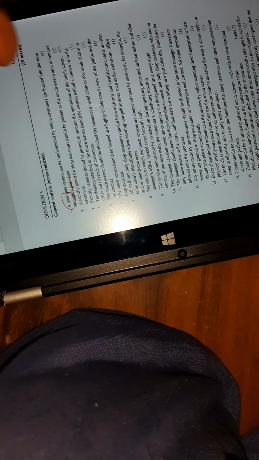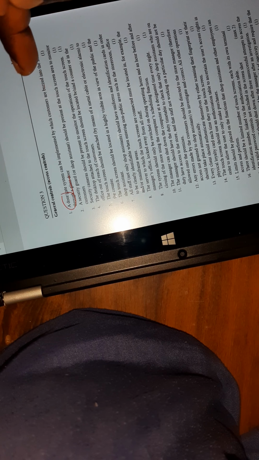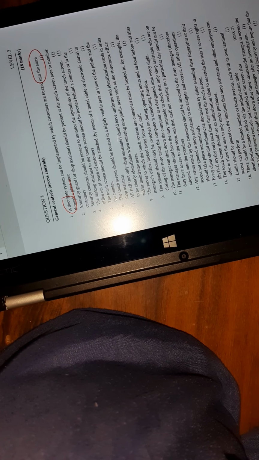All right, now let's look at the first one. Right, the first one is saying that there must be a door or a gate system. Why? It can be implemented so that customers are buzzed into the store. So that ensures. Remember, I said to you guys.